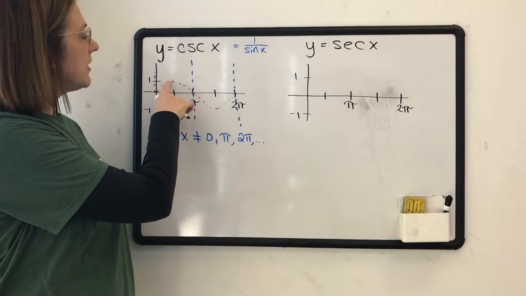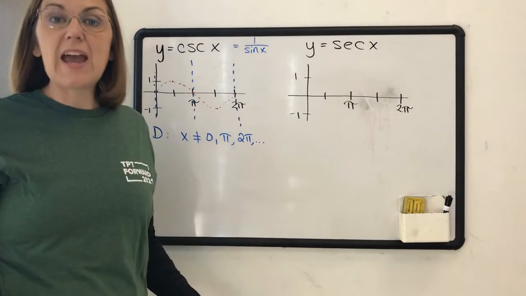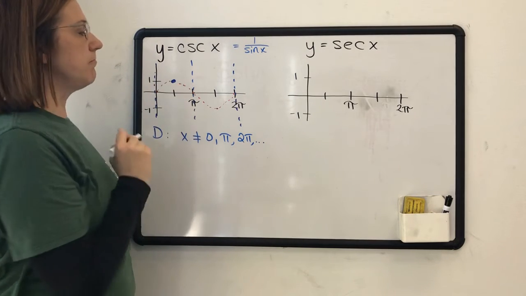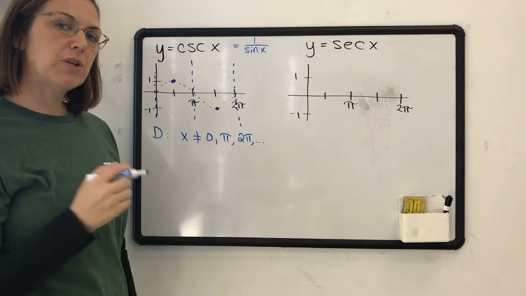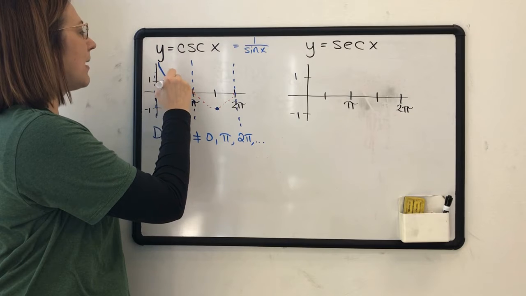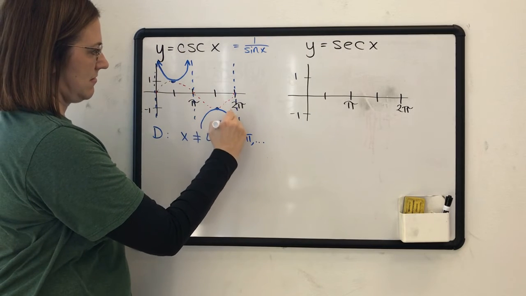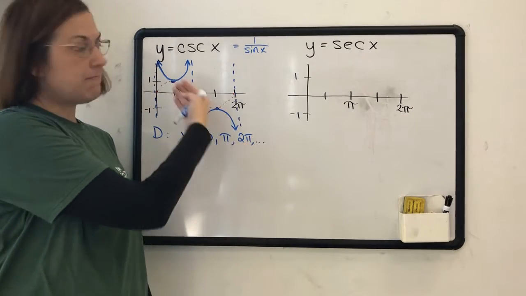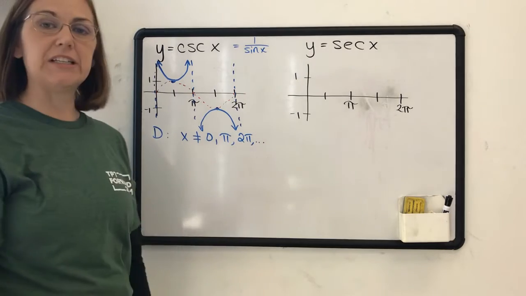Now, where the sine is equal to 1, we would have 1 over 1, which is okay. We can have 1 over 1. So cosecant has this value here, and also the same thing happens at -1. So what does cosecant do between these asymptotes? Well, it looks a lot like a parabola. What would happen after 2 pi? Well, the next up parabola would happen, and the pattern would continue.